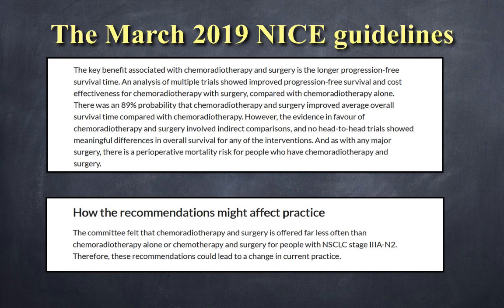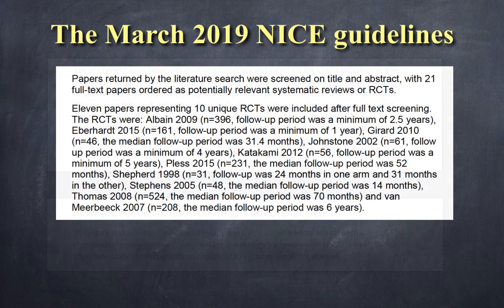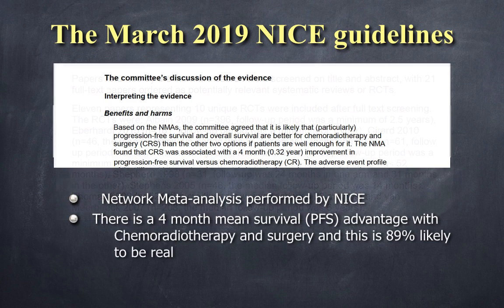So we wanted to look at exactly what the evidence is behind this. They're really quite strongly worded about it. They say that chemoradiotherapy and then surgery has an 89% probability of making somebody live longer, and it's actually better than chemotherapy and then surgery. And it was quite strongly worded.